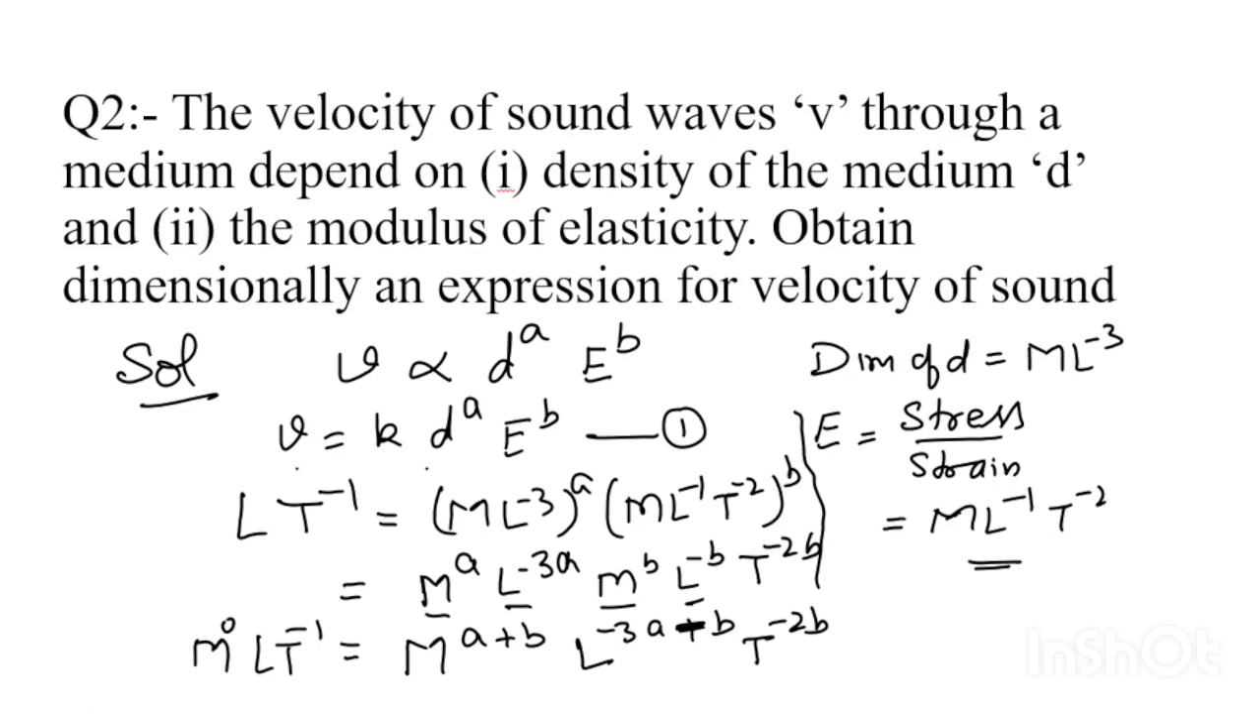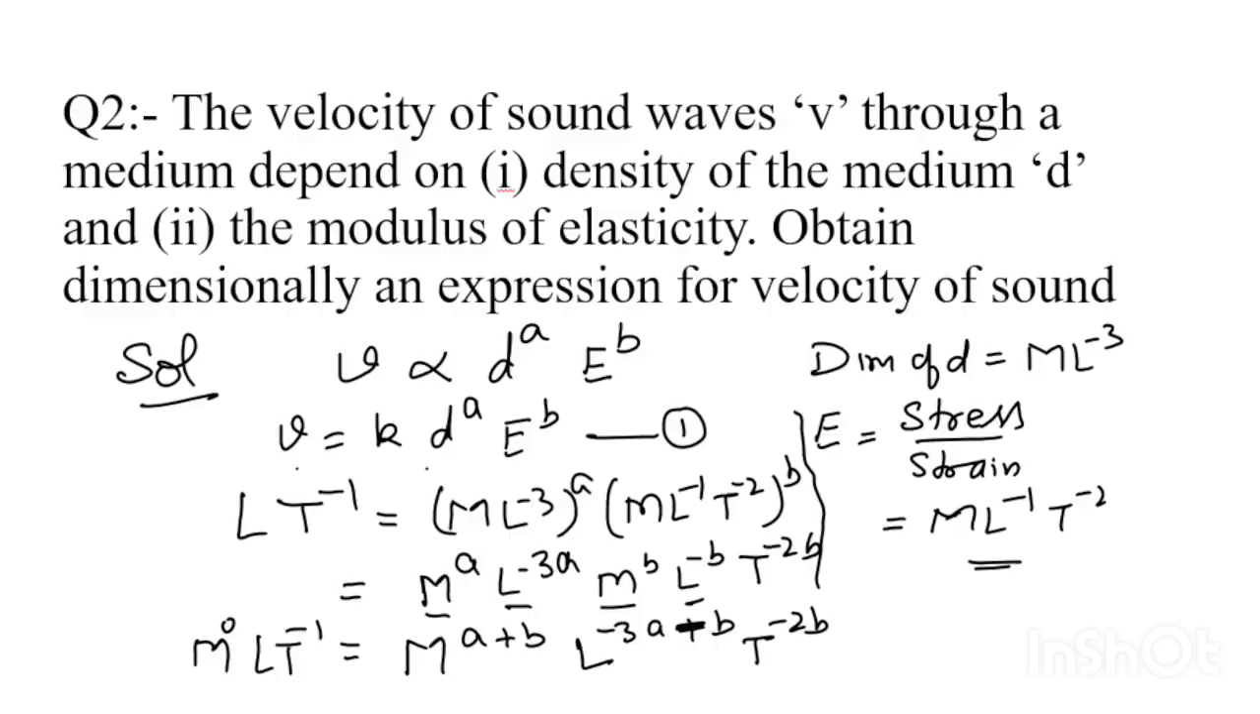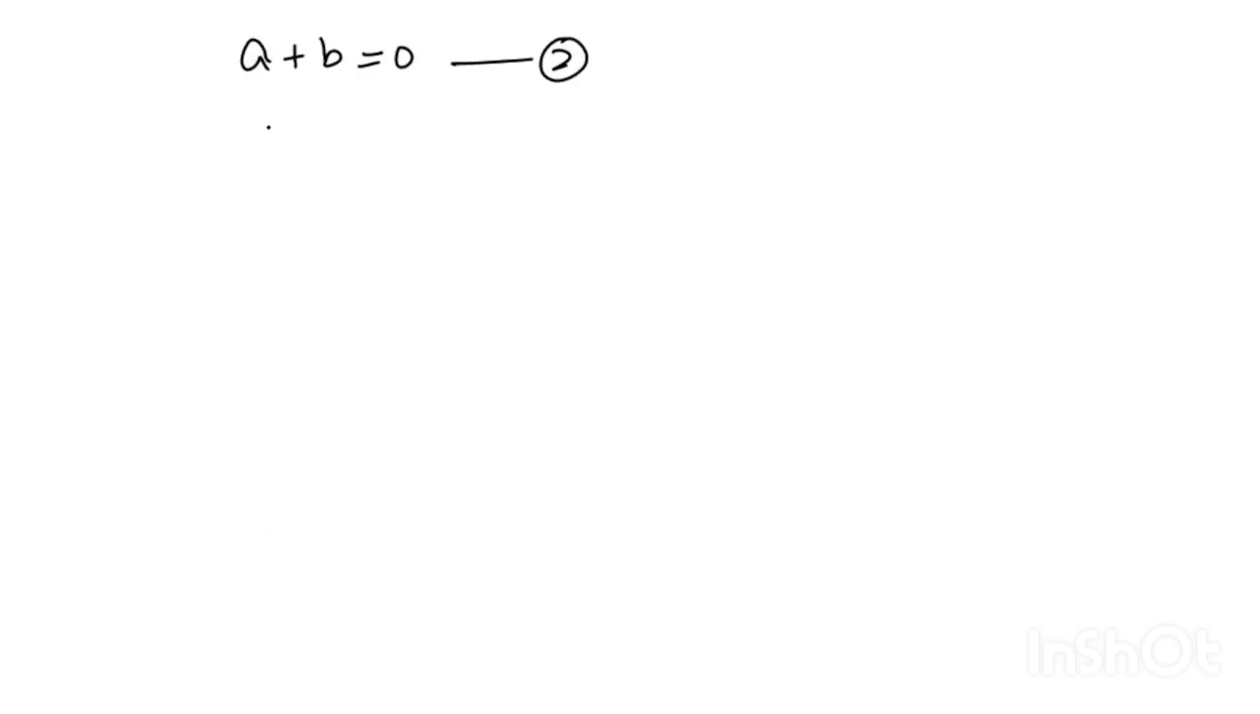Now equating the power, a plus b equal to 0. Second equation. Now second, L power 1 on the left hand side and L power minus 3a minus b on the right hand side. So minus 3a minus b equal to 1.